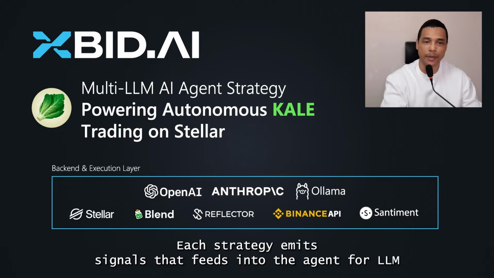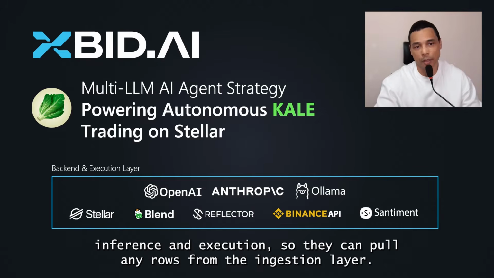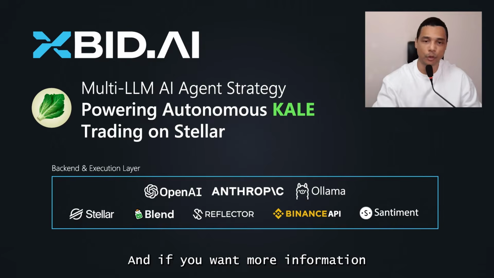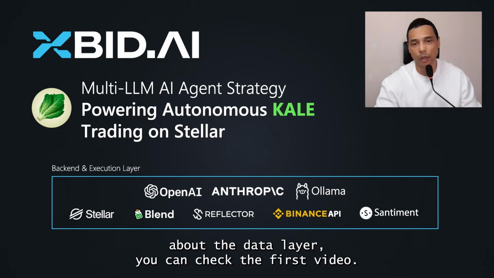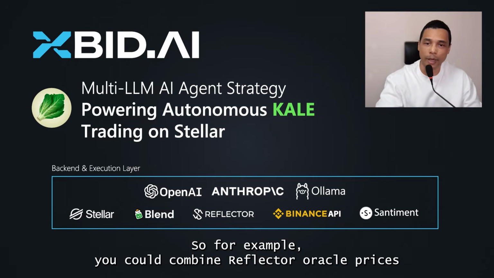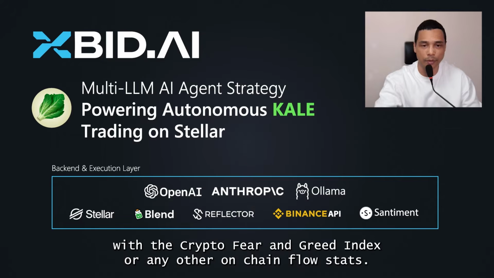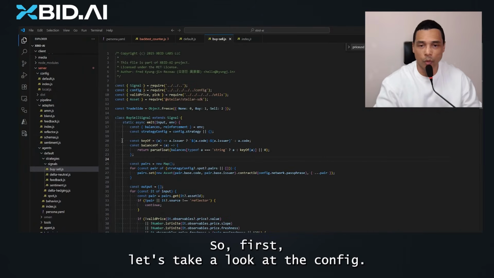Each strategy emits signals that feed into the agent for LLM inference and execution. So they can pull any rows from the ingestion layer, and if you want more information about the data layer, you can check the first video. So for example, you could combine reflector or recall prices with the crypto fear and greed index or any other on-chain flow stats. So first, let's take a look at the config.